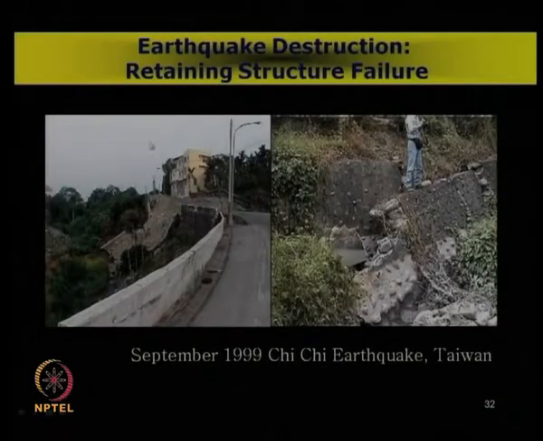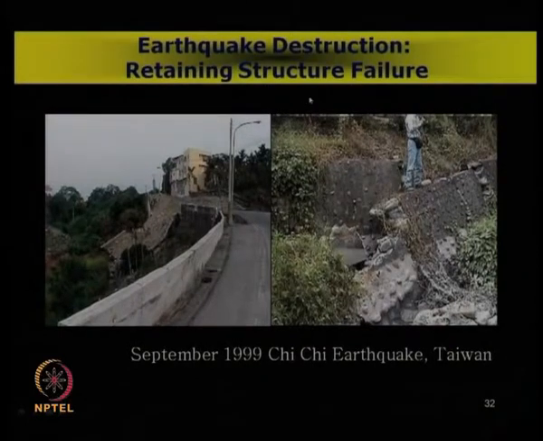Coming to another form of earthquake destruction, like retaining structure failure or retaining wall failure. This is the initial retaining wall. You can see one portion of it collapsed over here after the 1999 Chichi earthquake in Taiwan. This is the close view of the collapse of that retaining structure or retaining wall after that earthquake.